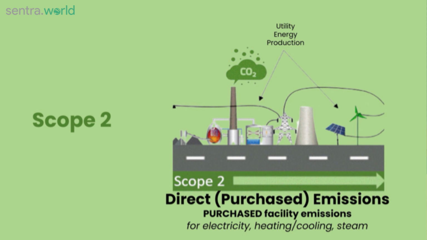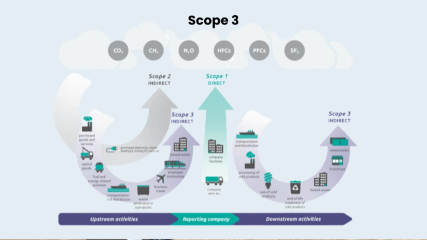The second one, which is scope 2, is all the electricity, heat, and steam that you are consuming, whether you are purchasing it or not. They come under scope 2 emissions. Scope 3 is the most complicated, and this is where we'll spend most of our time. Scope 3 can be divided into two parts: scope 3 upstream and scope 3 downstream.